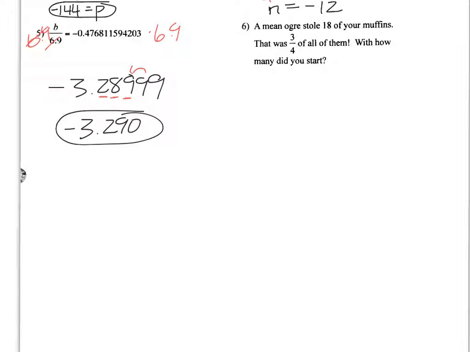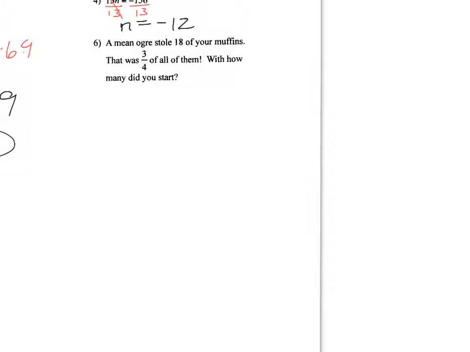All right, the next problem is a little word problem. It says a mean ogre stole 18 of your muffins. Oh no. That was 3/4 of all of them. With how many did you start? Okay, so we started with what? X amount. One thing you'll learn as I teach, whenever you do word problems, make the variable represent the thing you know the least about.